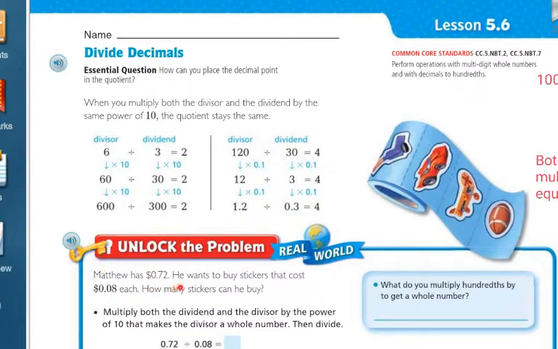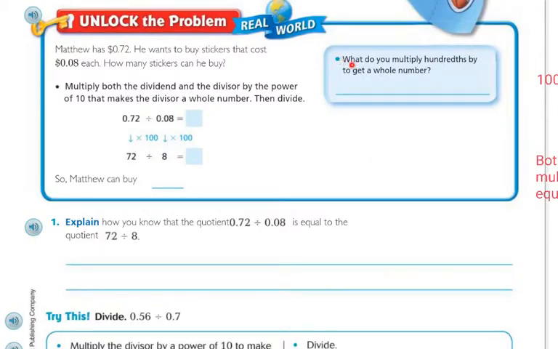Matthew has 72 cents. He wants to buy stickers that cost 8 cents each. How many stickers can he buy? Well, what do you get when you multiply the hundredths to get a whole number? When you multiply the hundredths to get a whole number, you get 100. So let's multiply both the dividend and the divisor by the power of 10. That makes the divisor a whole number, and then we're going to divide.